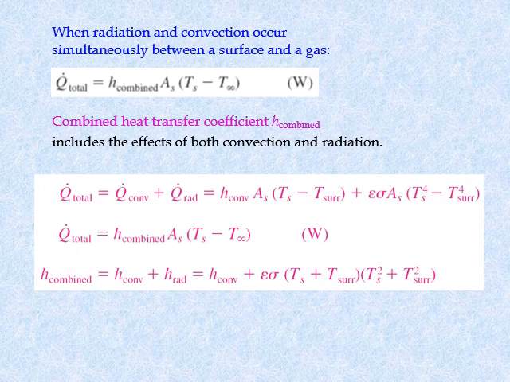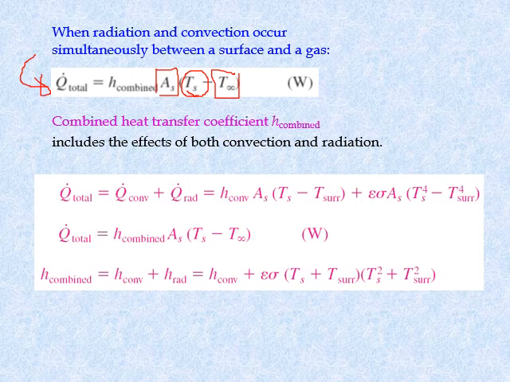So there is one thing that you also need to know. When radiation and convection occur simultaneously between a surface and a gas, this is one example where two modes of heat transfer happen at the same time. In this case, we know that heat transfer can normally happen by two modes, which are radiation and also convection. This is the normal case. So we can calculate with this equation, which is Q total is equivalent to h, the combined heat transfer coefficient, times the surface area, times the surface temperature minus T infinity, which is the surrounding temperature.